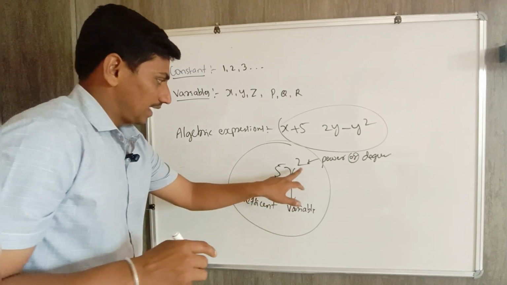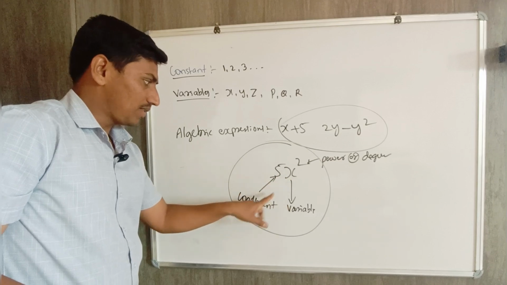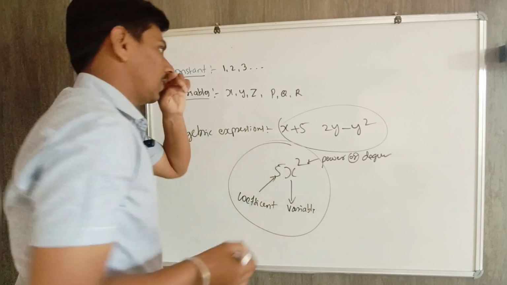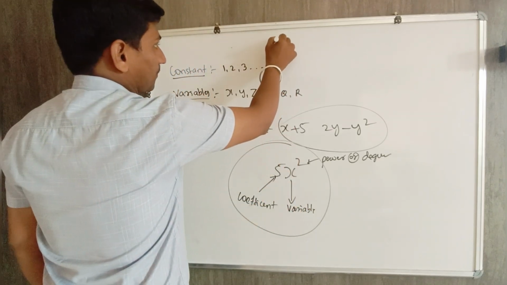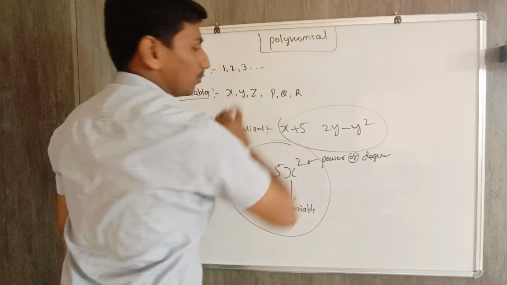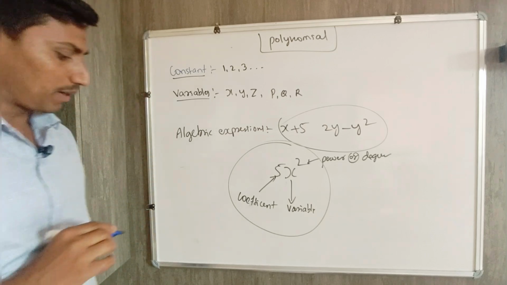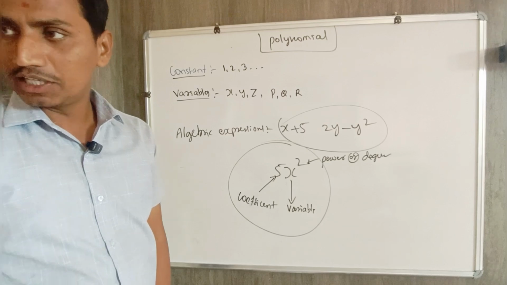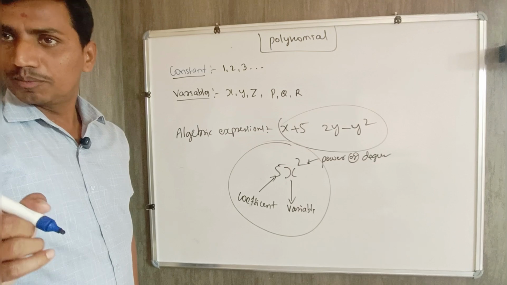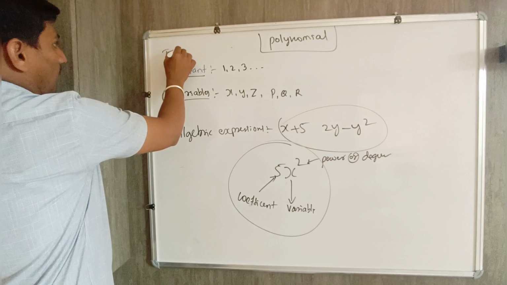So see, x square coefficient is 5 here. And what is the degree here? Highest degree is 2. So this is called polynomial. Your second chapter name is polynomial. So polynomial definition means what? A polynomial is an expression with one or more terms. It is called polynomial. It is the introduction of polynomial.